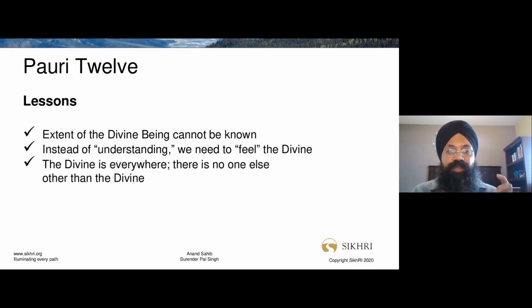That's why Guru has beautifully used words like indescribable in the earlier bodies. Kathaki kare kahani, the idea came that let's speak the story of the indescribable, the idea that we cannot actually describe or explain or understand the divine. Our job is not to understand the divine. That makes it an intellectual exercise.